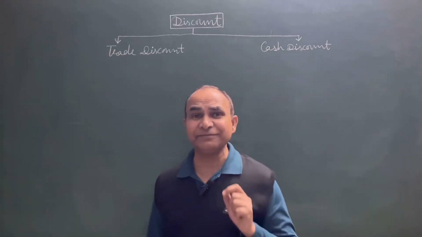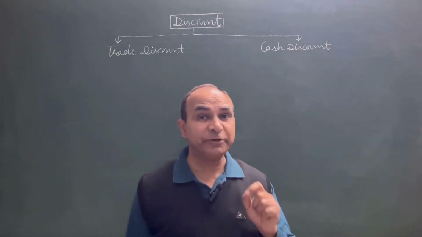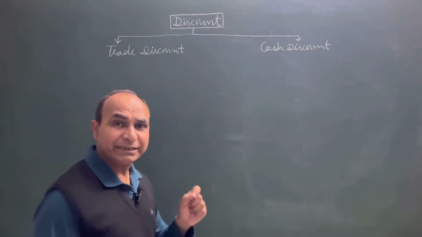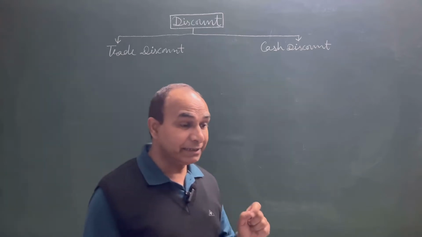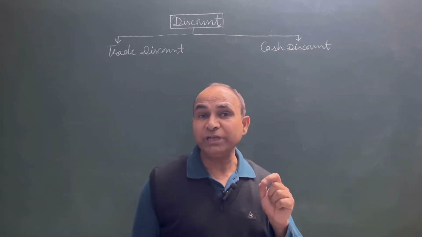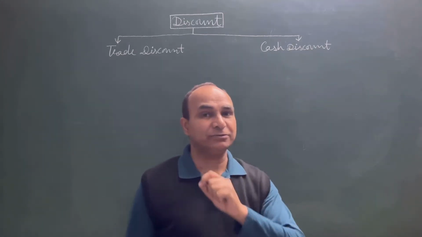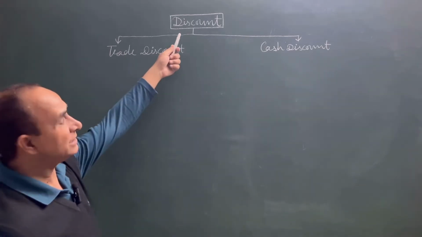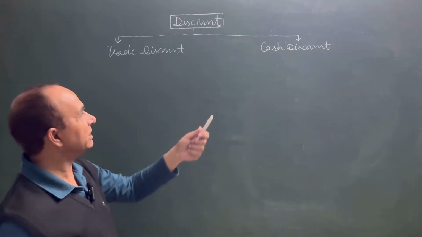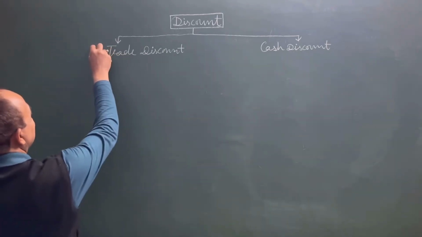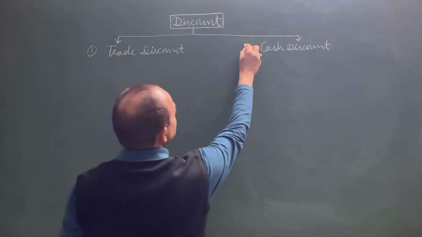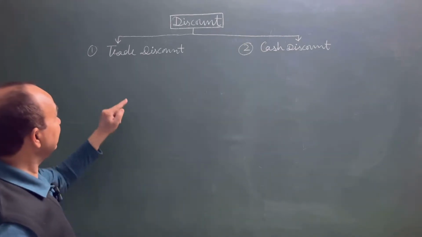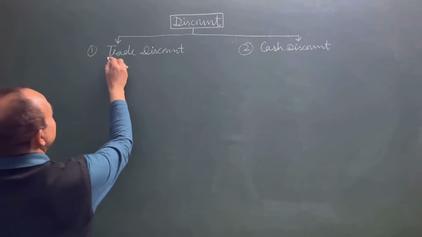But is it enough from the accounting point of view? No, students. We need to understand the exact meaning, types, and accounting effect of discount. Any discount can be classified into two types. One is trade discount and second is cash discount. Firstly, we are going to discuss trade discount.